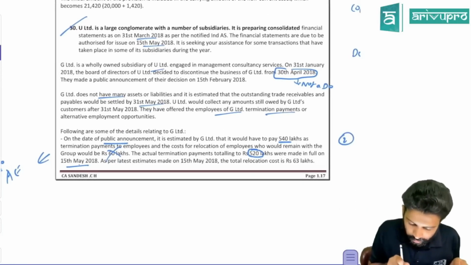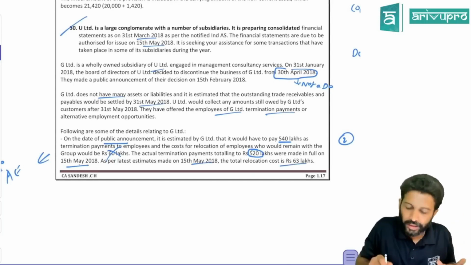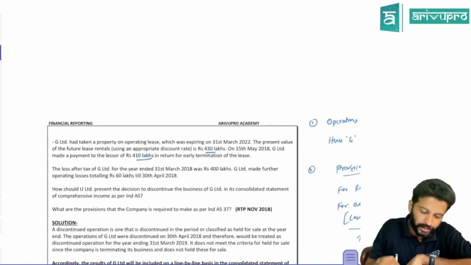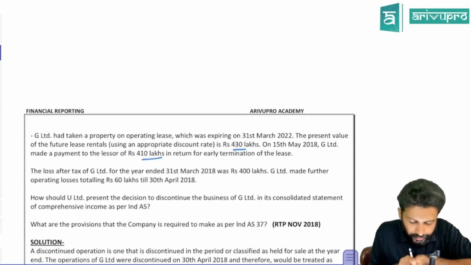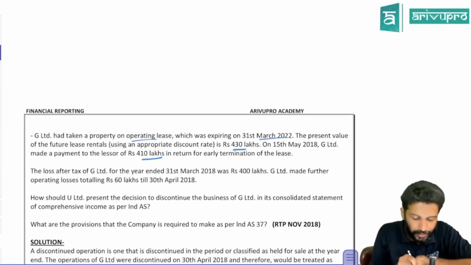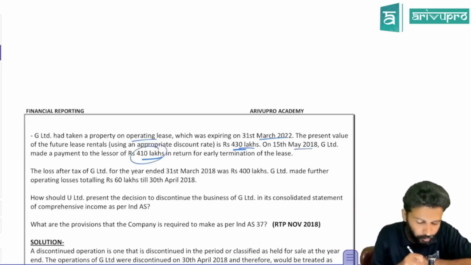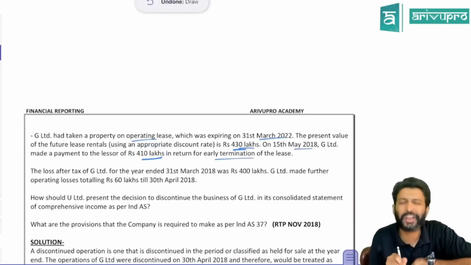As per the estimates made on 15 May, total relocation cost is 63 lakh. We don't have to worry about relocation cost because we don't make provision for it in the first place. G Limited had taken an operating lease which is expiring on 31st March 2022. The present value of future lease rental is 430 lakhs. On 15th May, G Limited made a payment of 10 lakh rupees in return for termination of lease.